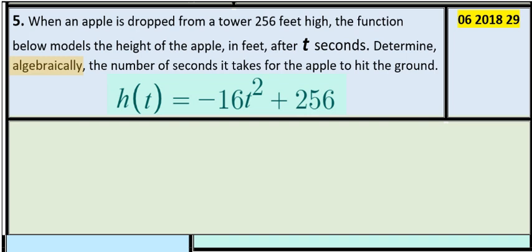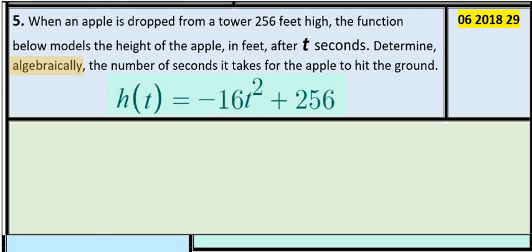Okay, question 5. When an apple is dropped from a tower 256 feet high, the function below models the height of the apple in feet after t seconds. Determine algebraically the number of seconds it takes for the apple to hit the ground. So our function h of t equals negative 16t squared plus 256.